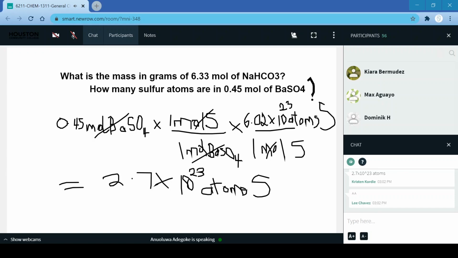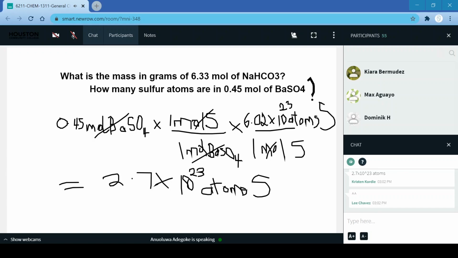The one we just did, we went from mole to atoms. That is when we needed our Avogadro's number. So right now we are going from mole to grams. To go from mole to grams, all we do is multiply by the molar mass conversion factor. The molar mass conversion factor that we use says that 1 mole of any element or compound equals its molar mass.